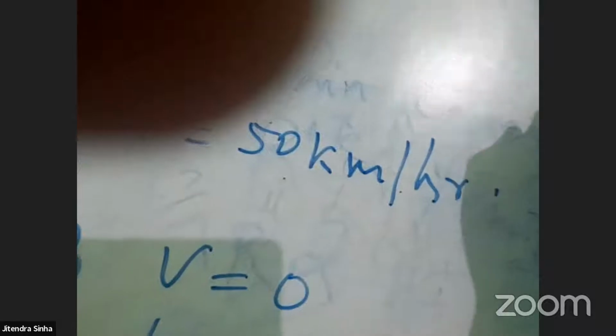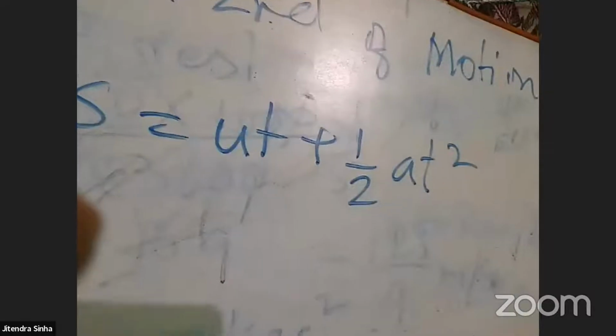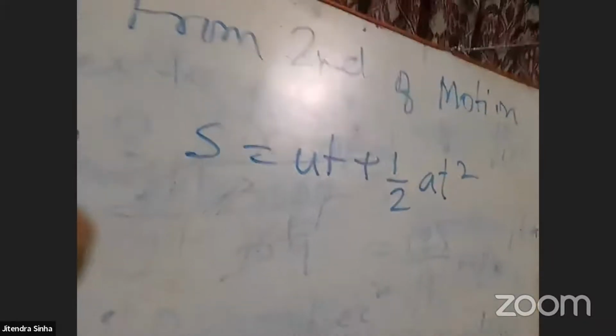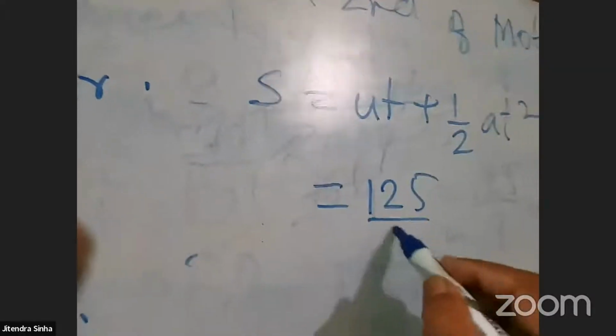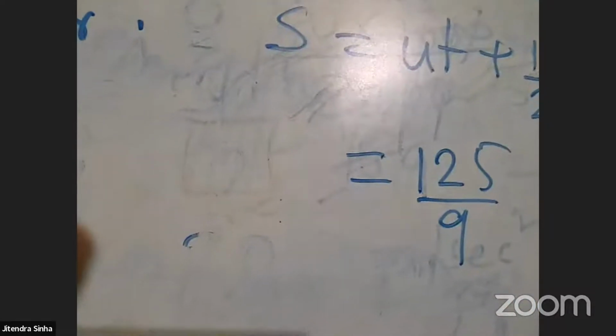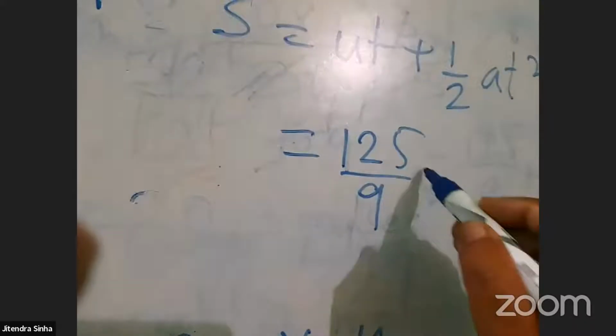Now from the second equation of motion, what we know, S is equal to ut plus 1 by 2 at square. ये पढ़े हो? Yes, sir. चलो, u का वैल्यू कितना है? 125 by 9. यही है u का वैल्यू. Yes, sir. Time is 10.